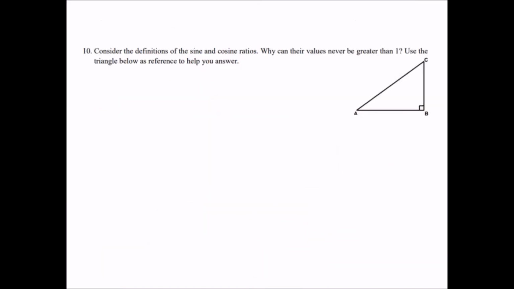Consider the definitions of the sine and cosine ratios. Why can the values never be greater than 1? Use a triangle as reference to help answer your question. The reason why is that the hypotenuse is always the largest. And so when you do sine and cosine, the opposite and the adjacent are over that hypotenuse, and they're always going to be smaller than that hypotenuse.